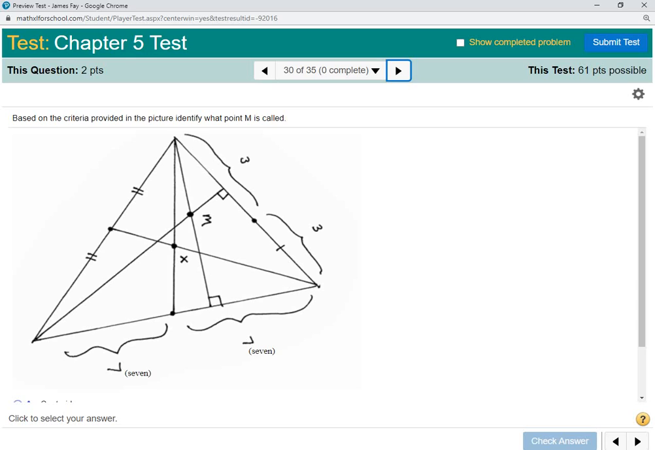Does that make sense? Yeah. X is also made by that right there, another median. We haven't talked about this point yet, but once we know what point is made by two medians intersecting, that's how we would identify it. But the markings here would tell me that it's not angle bisectors making it, and it's not perpendicular bisectors making it.